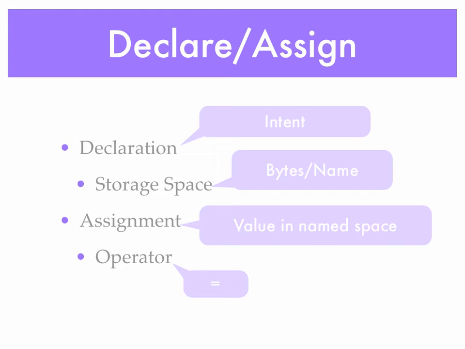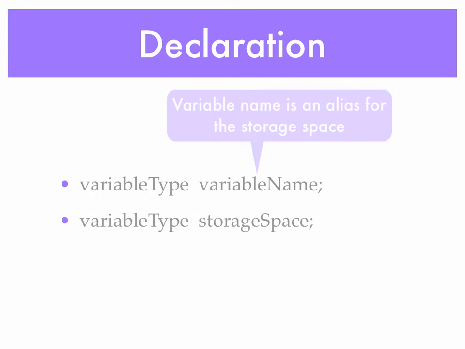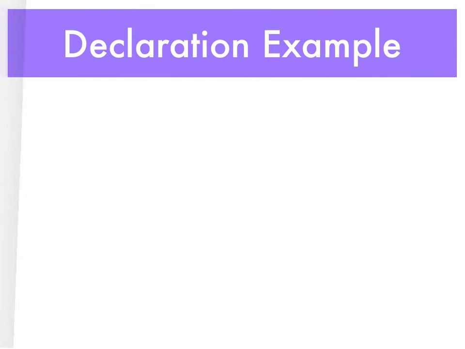Now, declaration is accomplished by declaring the variable type and the name I wish to choose to refer to the space that's put aside. So my variable name is an alias for my storage space. So my declaration is the variable type, the variable name. Remember that the variable name is an alias for the storage space.